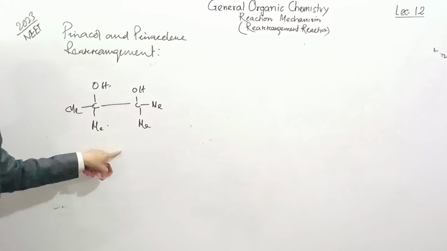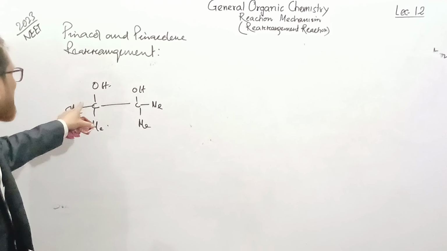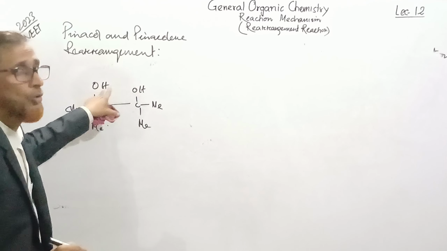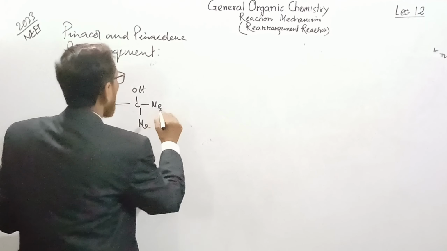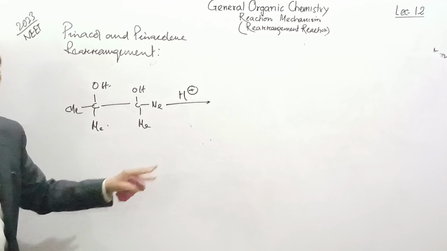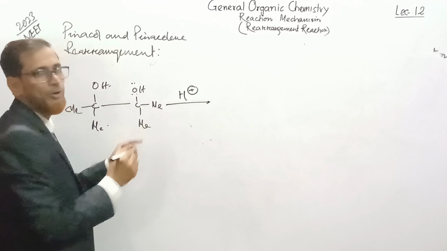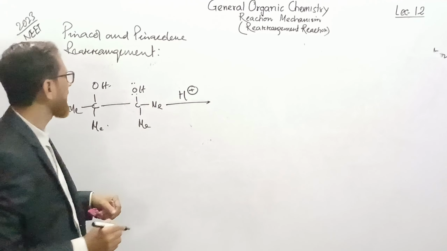So in the short form, the methyl group, CH3, is written as Me. I have taken a diol structure, where a double OH is present in the compound structure, and you are asked to react it with a proton, that is, with acid. What will you do? First there is protonation. Already I have shown you protonation. Am I right?